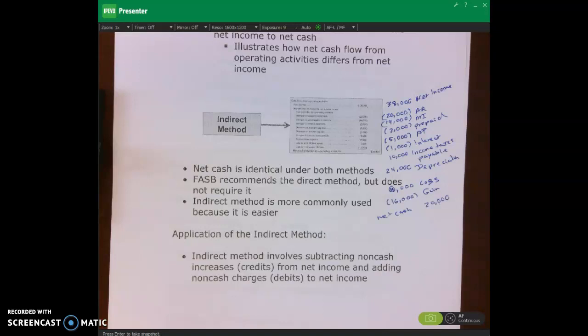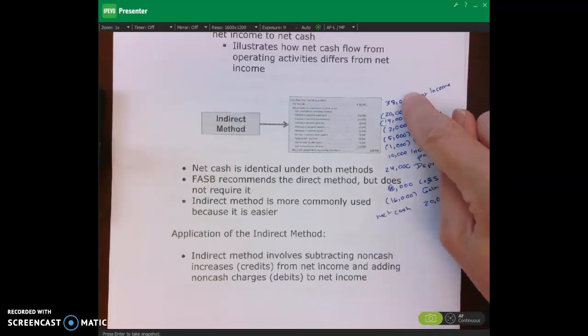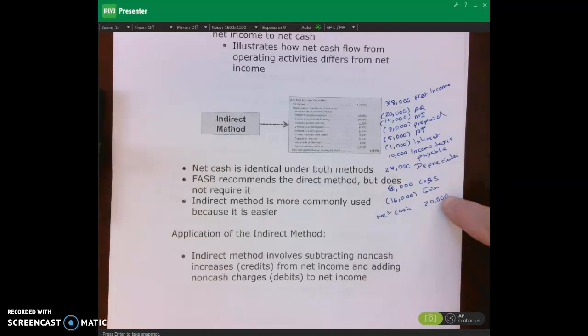So that's step 2. Step 3, add back depreciation. Step 4, add back non-operating losses and subtract out non-operating gains. The 5th step, add up all the adjustments, add or subtract it from net income, and then you have net cash.